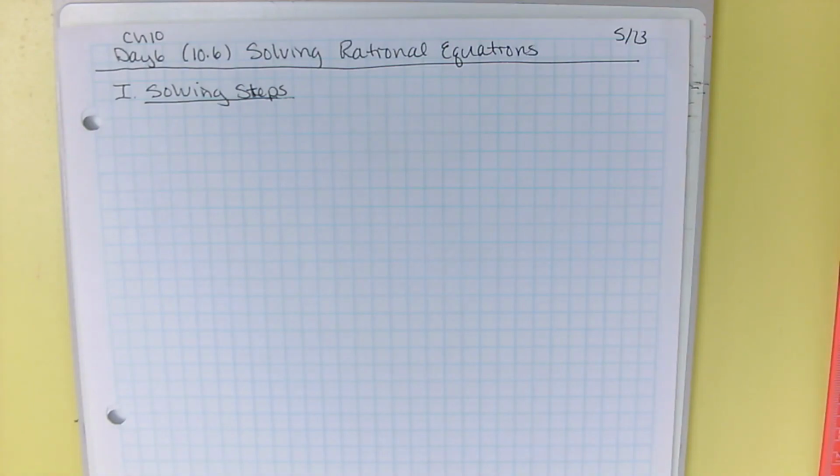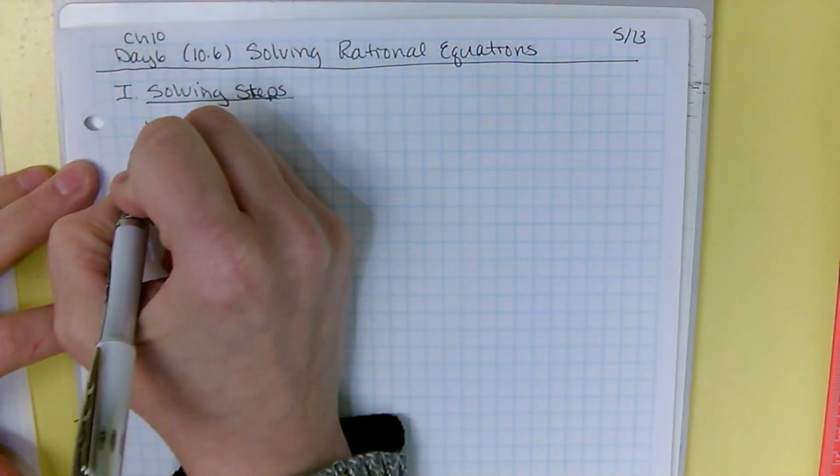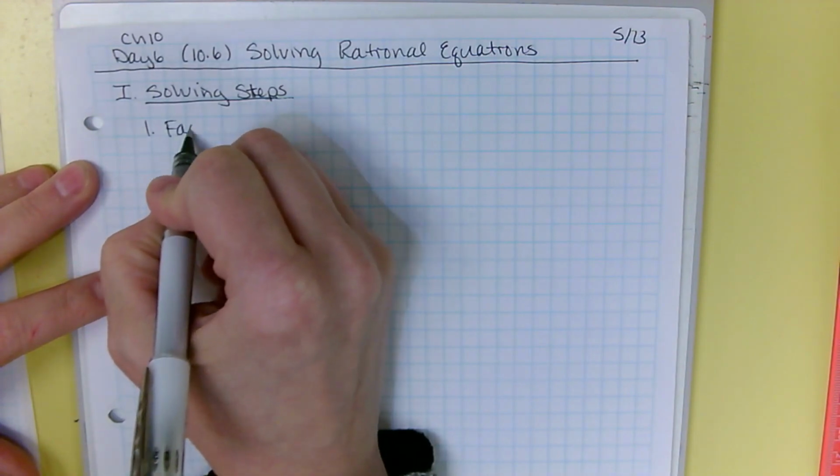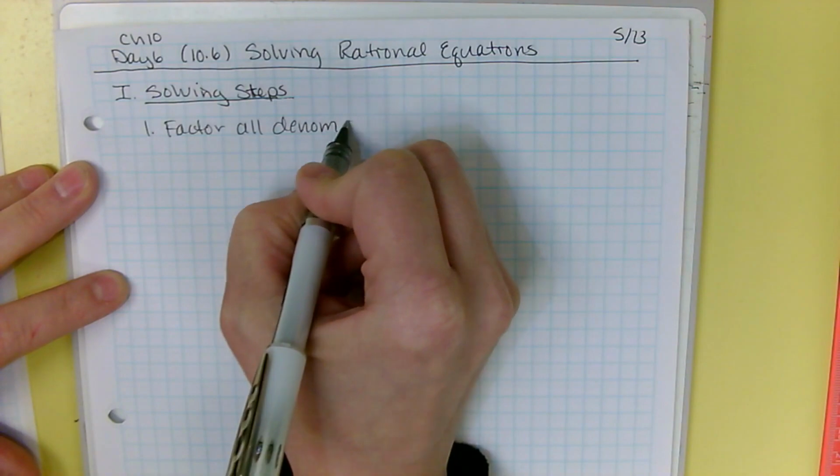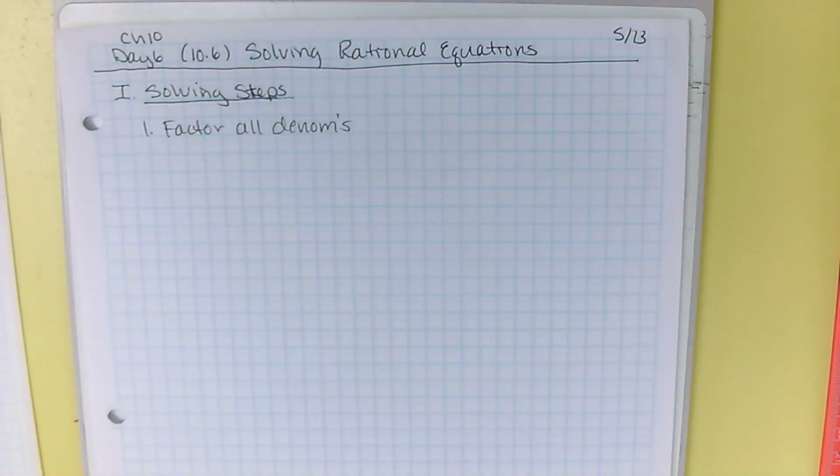So this is chapter 10, day 6, solving rational equations. And we're going to be going over the basic solving steps. Most of these will look really familiar because they are pieces that we've done before today. So solving step number 1 is to factor all of the denominators. Factor all of the denominators.